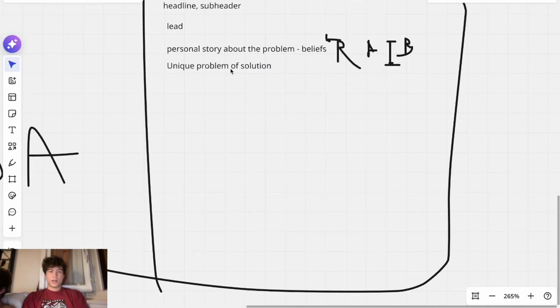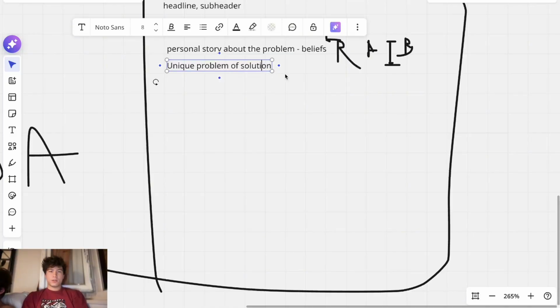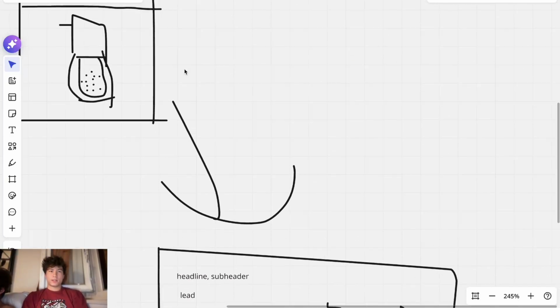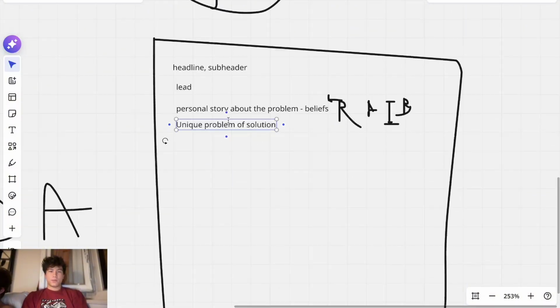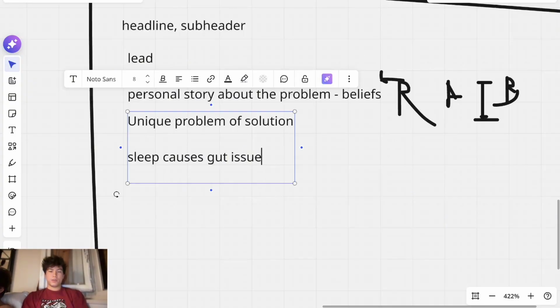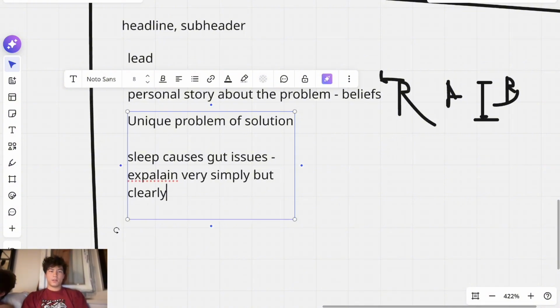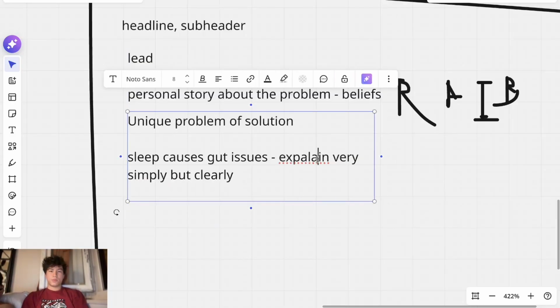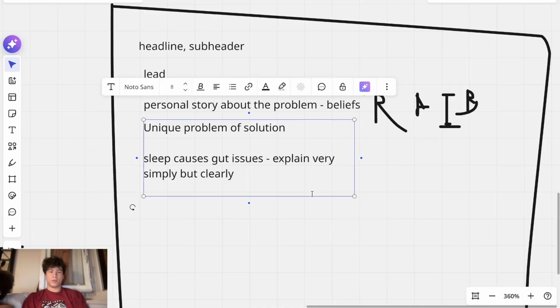right? So if they have gut issues, if it's problem unaware, if we're going back to sleep causing this, then why does sleep cause their unique problem in their gut? Sleep causes gut issues, so you want to explain this very simply but clearly. When you're targeting really small angles, like sleep causes gut issues would be a small angle, you need to go deep into the issue.